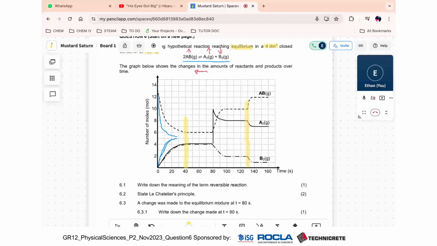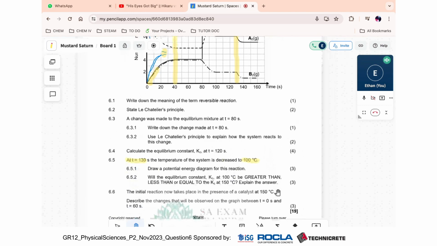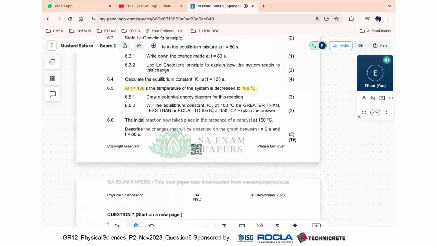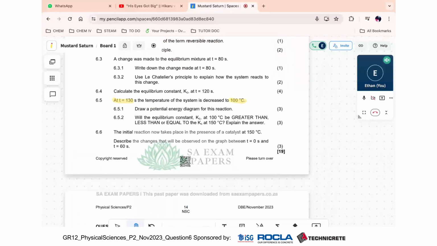But let's say now with the catalyst, first of all, we have steeper gradients and the graph becomes horizontal a lot quicker. And both the forward and the reverse reaction rates are equally increased. So if they had told us that the catalyst favored a particular direction in the reaction, that would be different. But because they didn't, we just assume it affects both forward and reverse. So essentially, we'll just get to equilibrium a lot quicker. And that's what we'd expect. So that's question 6 done.